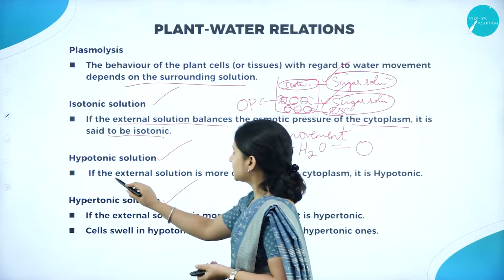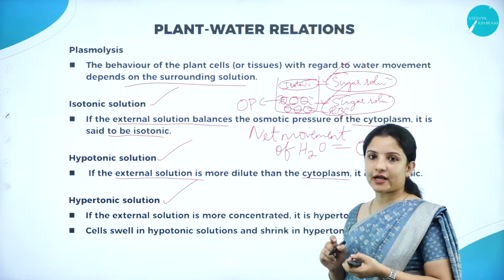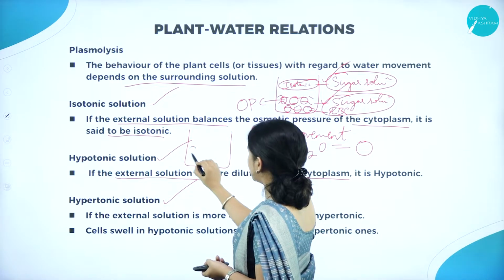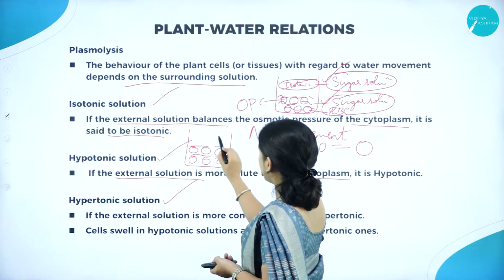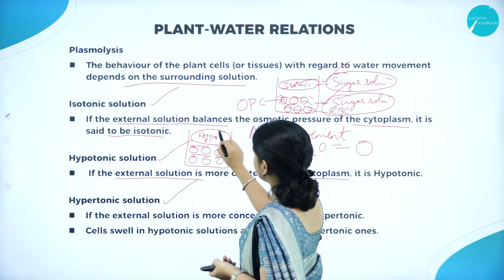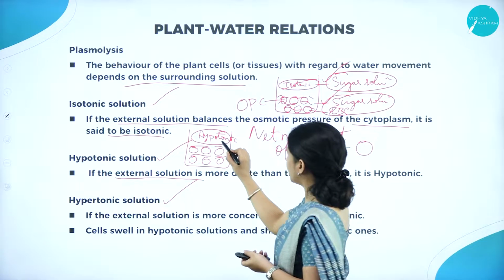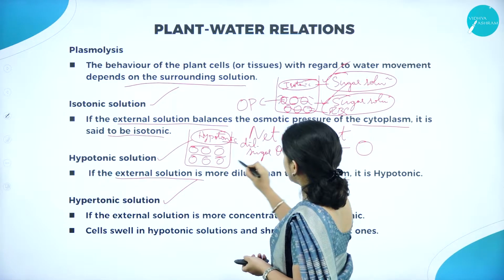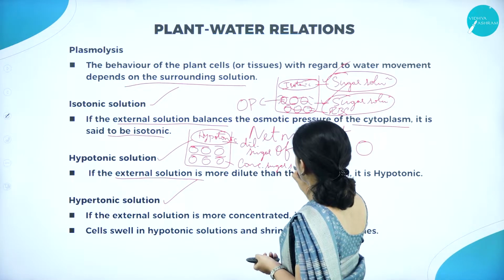Here, if the external solution is more dilute than the cytoplasm, it is called hypotonic. So what it means? Say again, I am taking a beaker here. There are cells in this particular solution. So here, in the external medium, it is hypotonic. Hypotonic means the external solution is dilute. Say here it is dilute sugar solution. Here it is concentrated sugar solution.